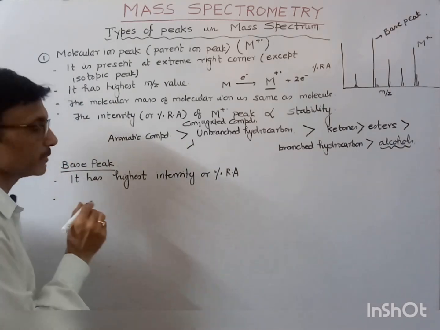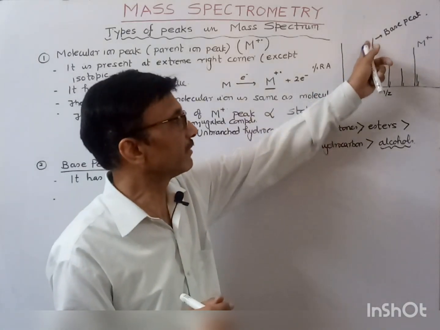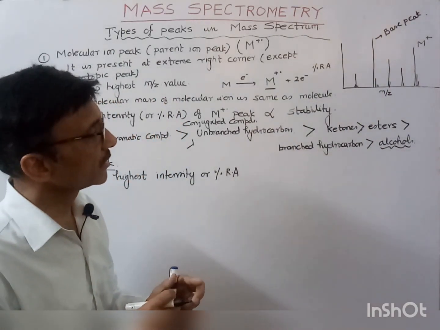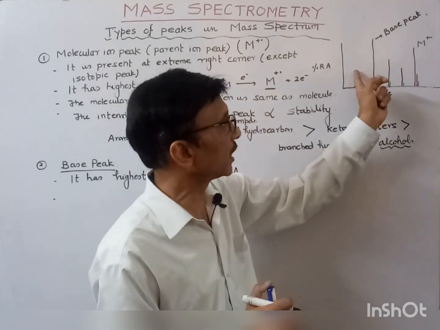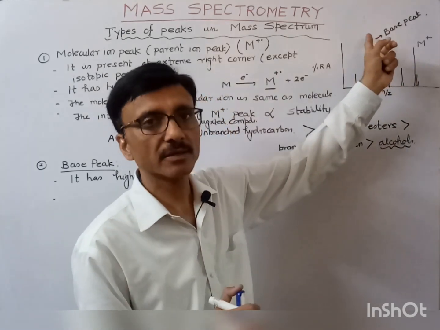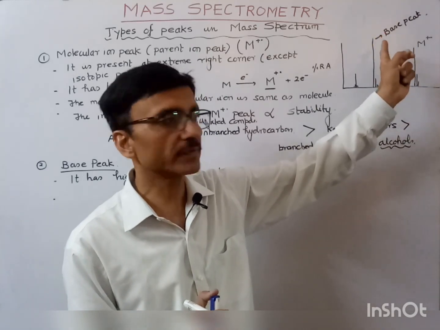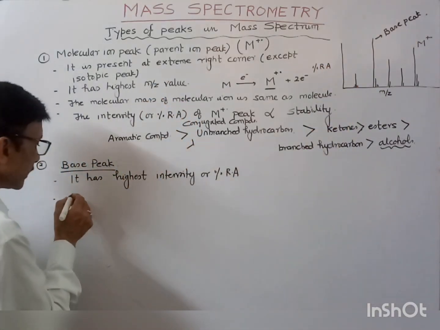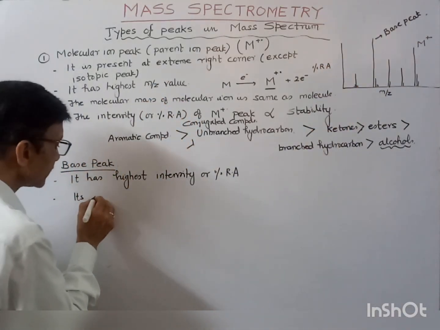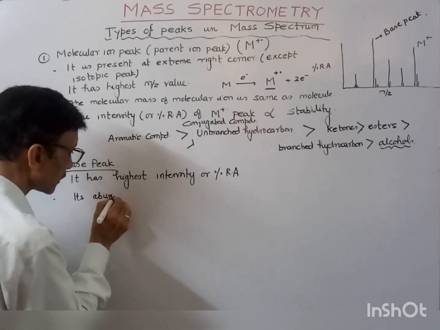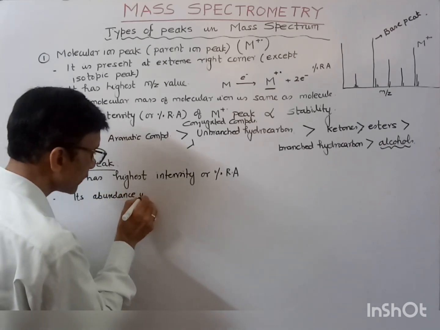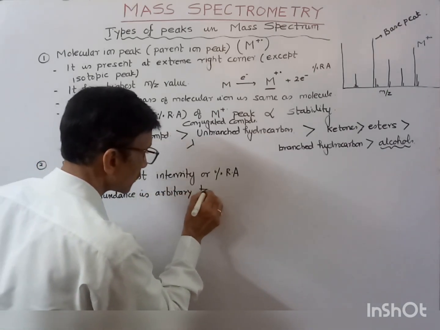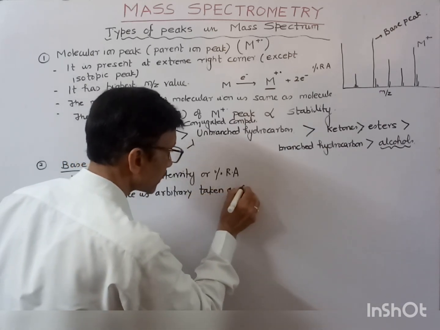Why relative abundance? Because the relative abundance of this base peak is taken as 100, and the relative abundance of all other peaks is calculated relative to this base peak. So that is why we name it relative abundance here. Its abundance is arbitrarily taken as 100.